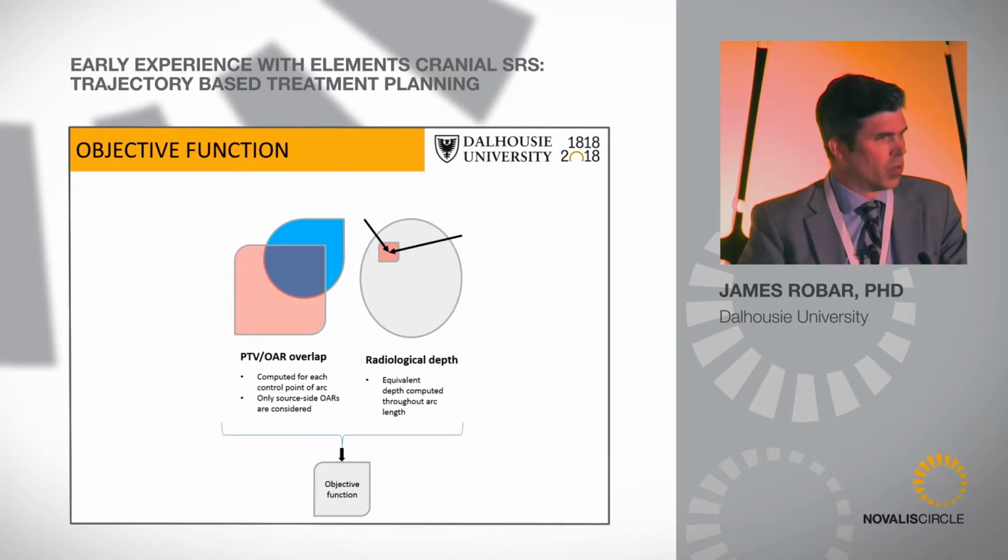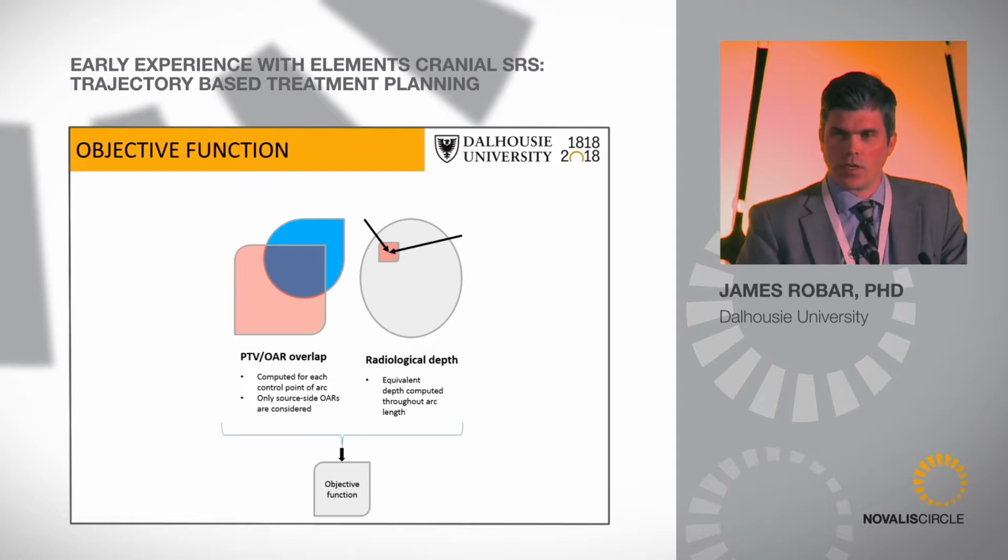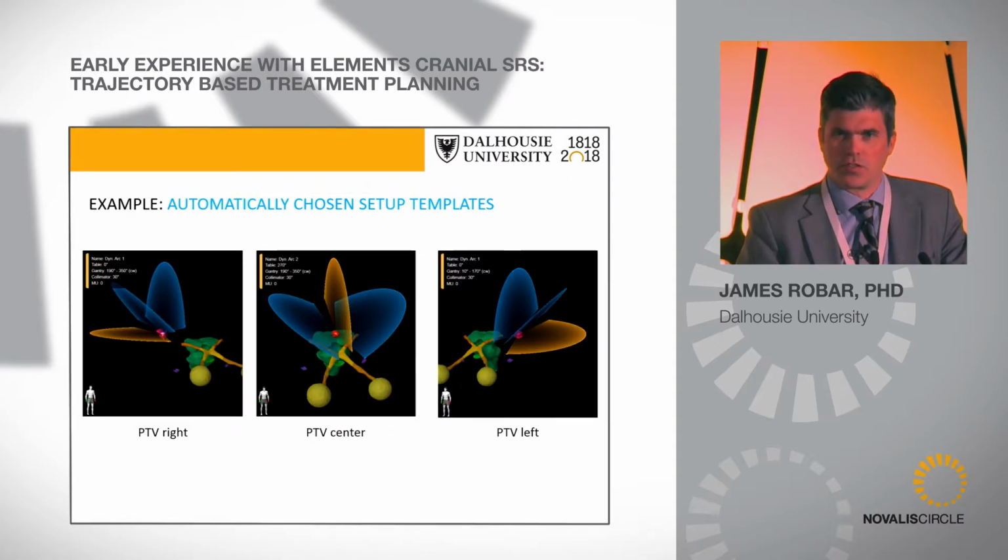So we were evaluating Cranial Elements with this arc and setup optimization for the first time. As an initial step, we fed it right-sided, centered, or left-sided PTVs and just checked whether it did sensible things. And this is kind of interesting. The system was doing pretty much exactly what I would do as a human planner in terms of the bias, in terms of laterality.